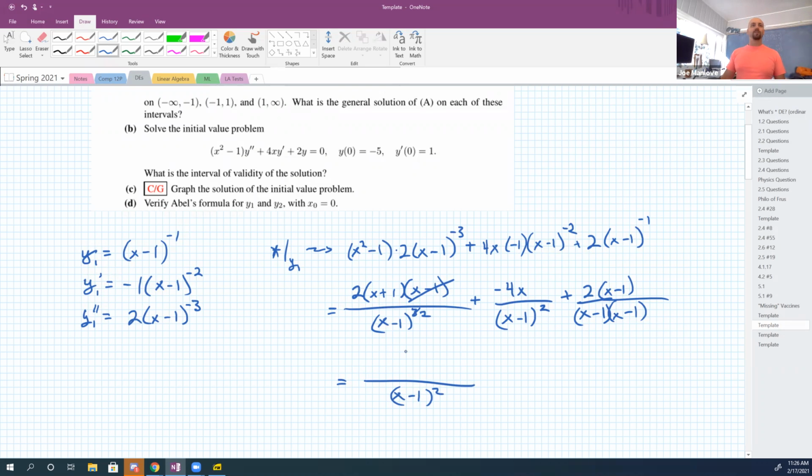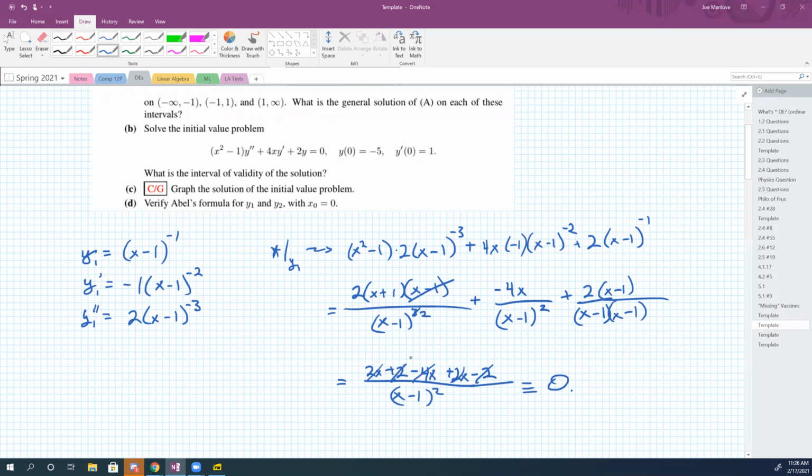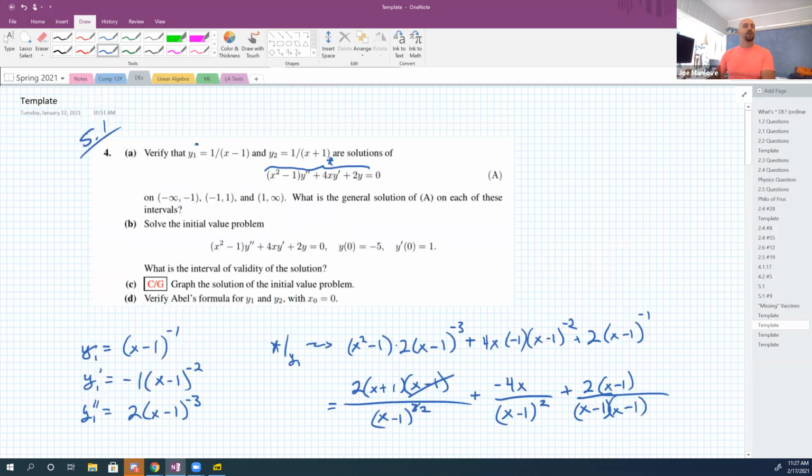And then on the top rather, we're going to have a 2x plus 2, a minus 4x, and a plus 2x minus 2. And then I might notice, let's see, the 2s cancel, the 2x's and 4x cancel. This gives me a hard 0. Pretty good with that? Yep. Okay. So that's why y1 solves. Okay, so then I should go through the same thing with y2.